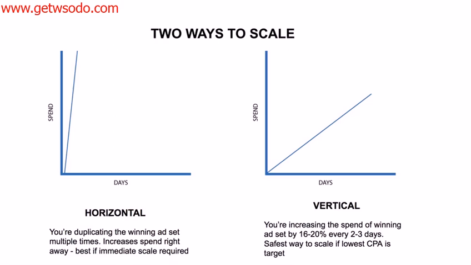However, horizontal can be a little bit trickier, especially if you're dealing with small audience sizes. So for example, if you have an audience size of 26,000 people and you duplicate the same ad set 5 times, you're probably going to run into issues in terms of spend. Your ad sets are going to stall and you're not going to get very good results from that.